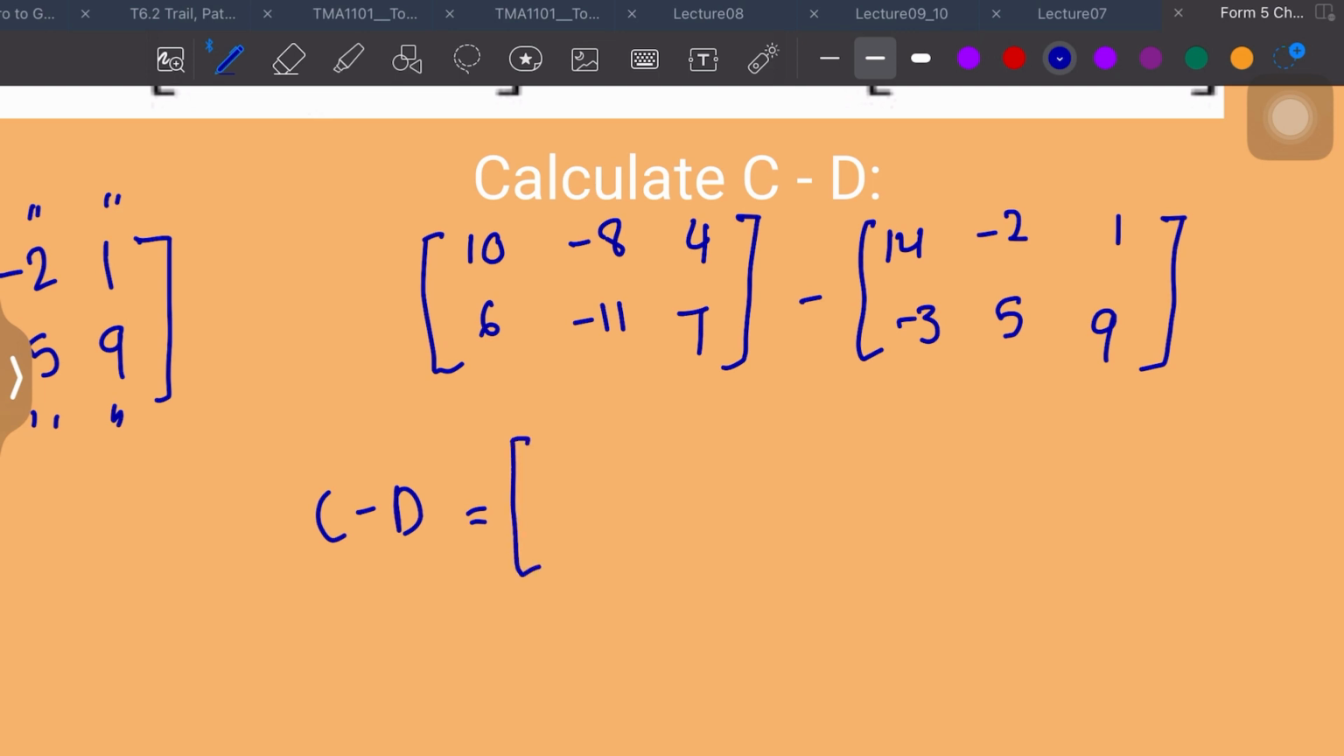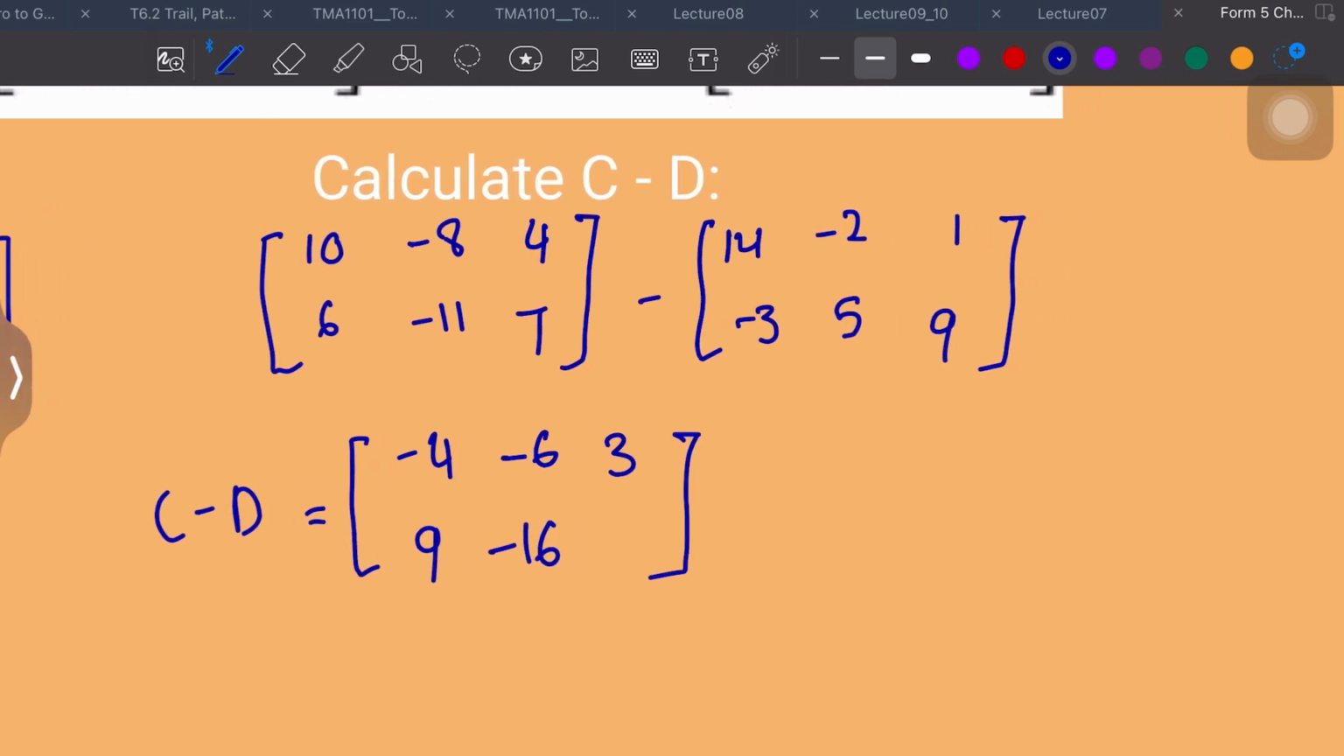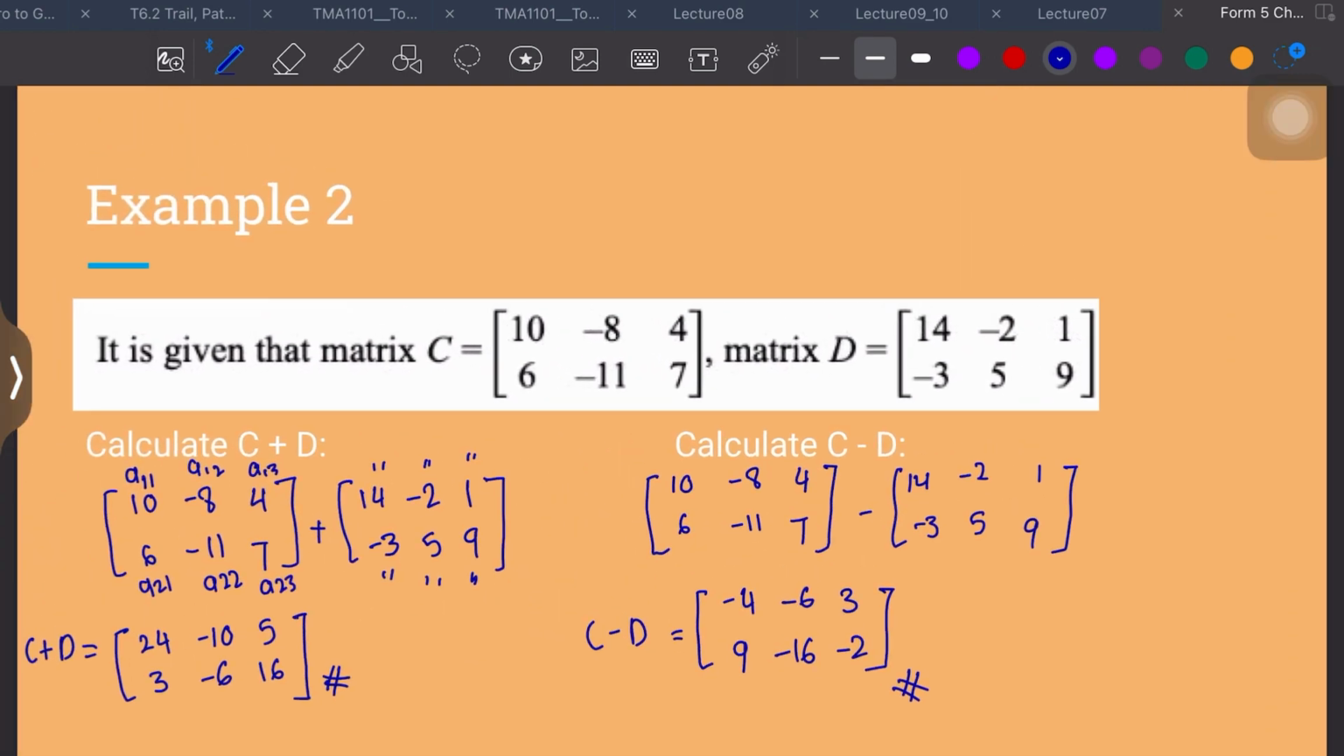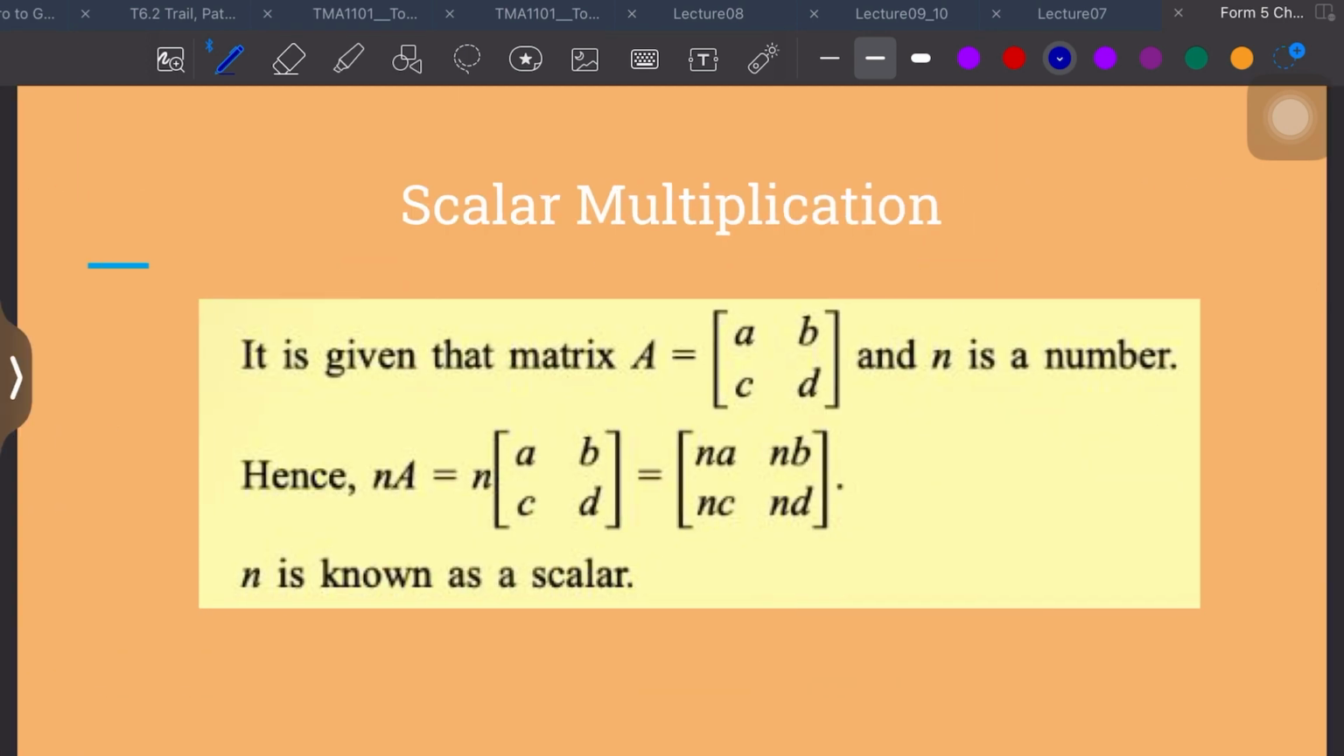So 10 minus 14 will be negative 4. Negative 8 minus negative 2 will be negative 6. 4 minus 1 will be 3. And then 6 minus 3 will be 3. Negative 11 minus 5 will be negative 16. 7 minus 9 will be negative 2. That will be the answer for this question. Move on to the next slide.